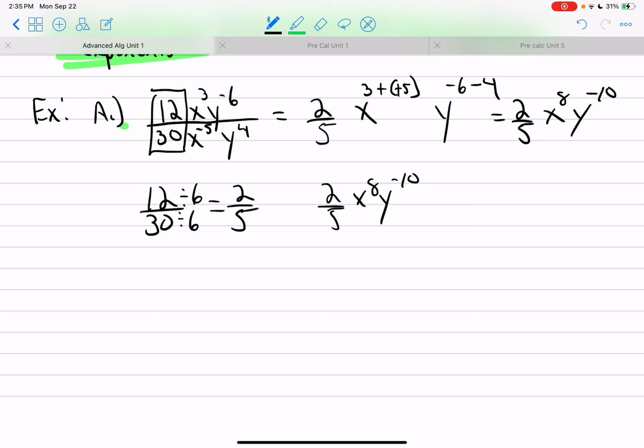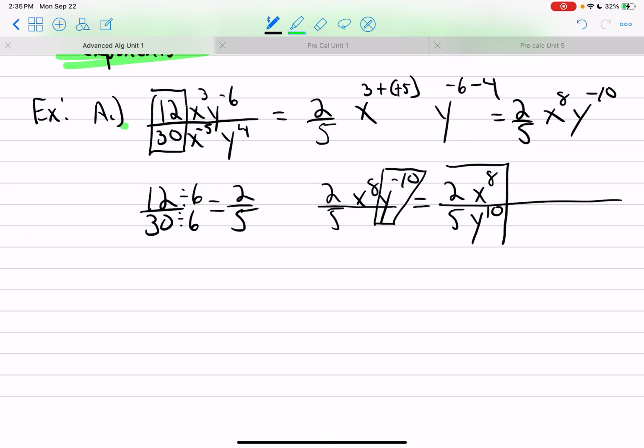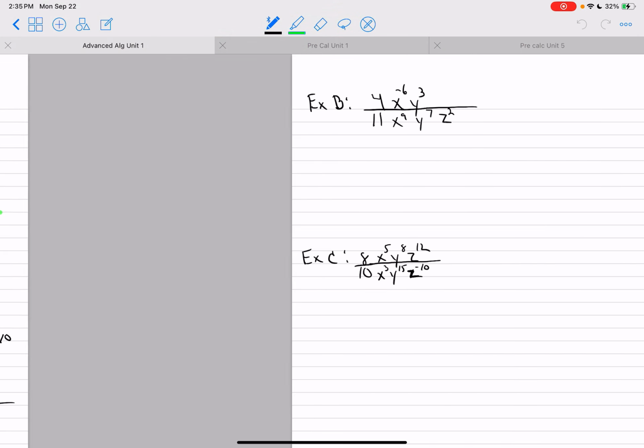going to write this with no negative exponents. I have 2/5 on the bottom. If I want to get rid of a negative exponent, I move it to the other side of the fraction bar. So 2/5 is going to stay where it is. X to the 8th is going to stay at the top. And y to the negative 10th, to get rid of the negative, is going to move to the bottom and gives me y to the 10th. That's my final answer.